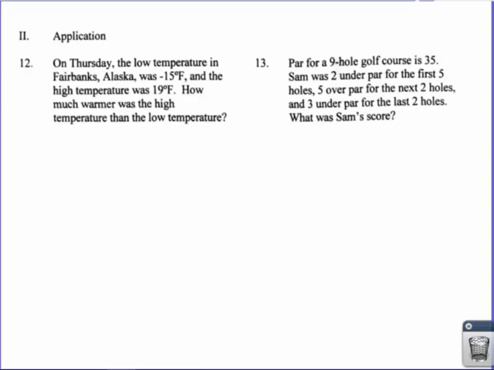Okay, so this one we're comparing, so that means that we are subtracting. And it says high compared to low. So we're going to take that 19 and we're going to write it down first. A compare problem is subtract. So we're going to subtract negative 15 from that.